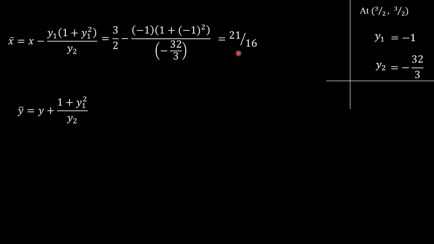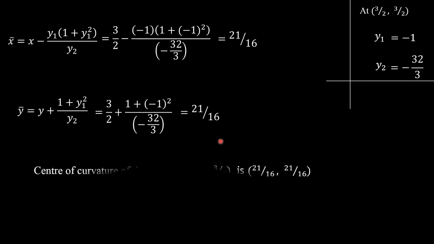Then the corresponding y coordinate is given by the formula ȳ = y + (1 + y1²)/y2. By substituting the values of y, y1 and y2 and simplifying, the value of ȳ will be equal to 21/16. Therefore, I can say that the center of curvature of the given curve at the point (3/2, 3/2) is (21/16, 21/16).